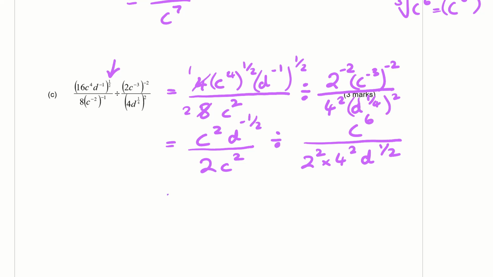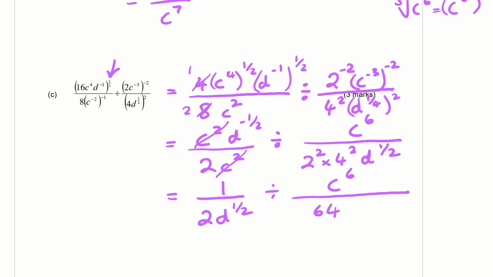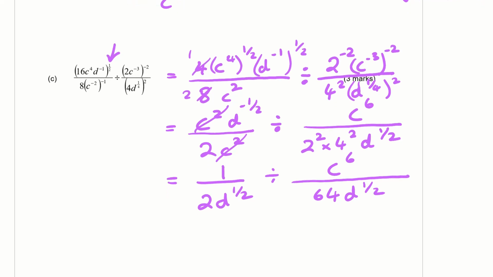One more step of tidying, I think, before we do anything else. Well, c squared and c squared will cancel, that's nice. D to the negative a half would be d to the half on the bottom. So we've got 1 over 2d to the half. And then that's divided by c to the 6 over 2 squared is 4, 4 squared is 16, 4 times 16 is 64, so I've got 64d to the half.